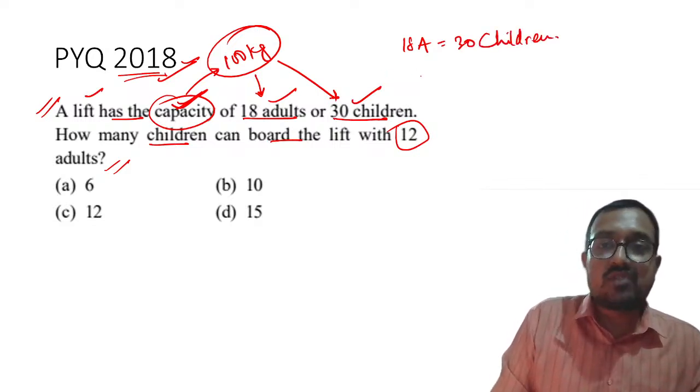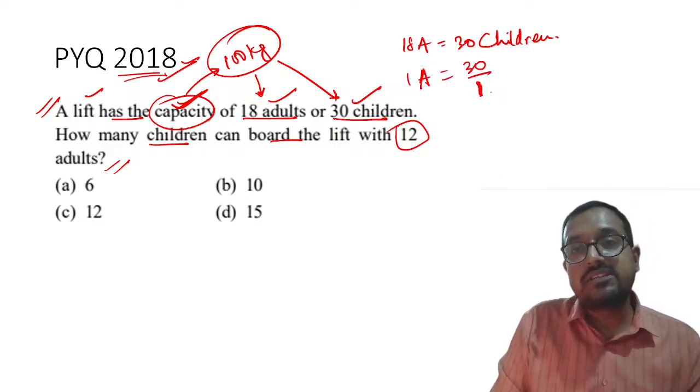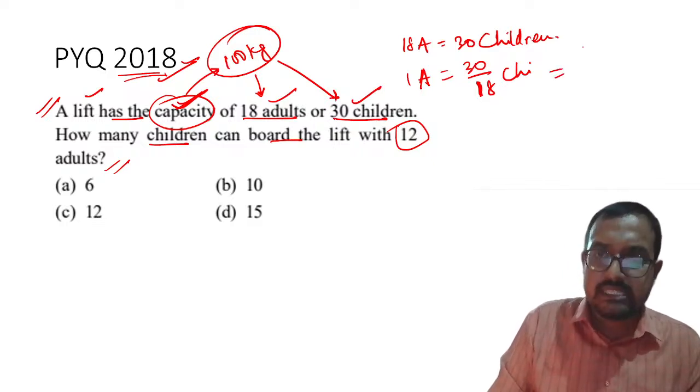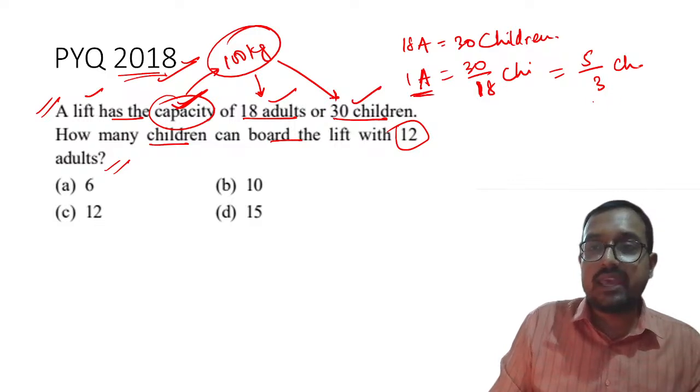Right? In that case, what will it mean? One adult is equal to how many children? 30 upon 18 children, right? So my dear students, if you divide it by 6, it will become 5 by 3 children. One adult is equal to 5 by 3 children.